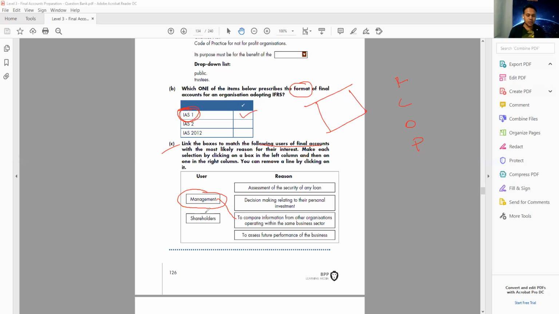Next one, shareholder. Why does a shareholder need to see the financial statement? Because they want to see they're investing in the right company, isn't it? So decision making relating to their personal investment, because they want to invest their money, so they want to see how things are going inside, so that they feel safe before they invest the money. All right, that's not a difficult thing, that's the easy thing. Let's move on.